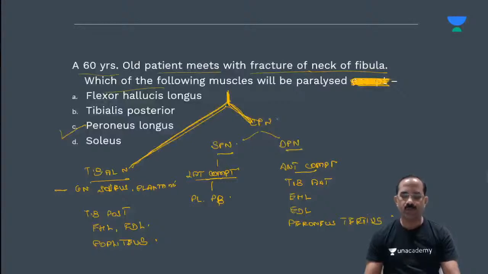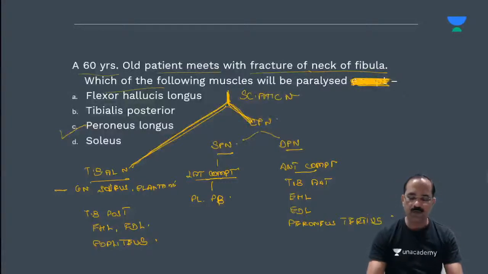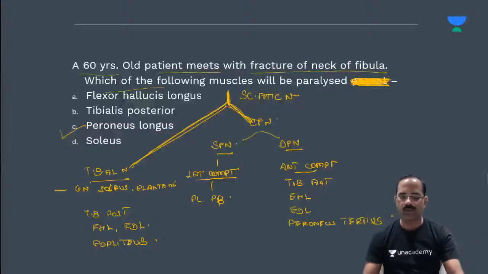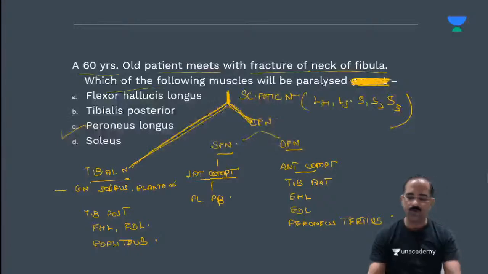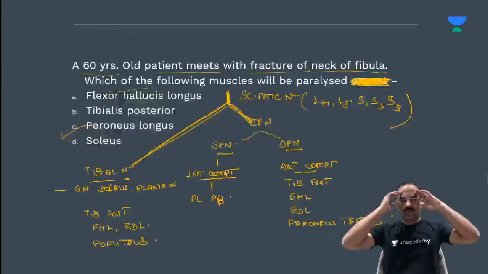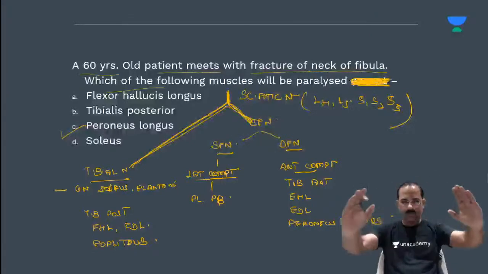The nerve which divides into a tibial and common peroneal nerve is the sciatic nerve. So this table should be in your mind all the time. The root value of sciatic nerve is L4, L5, S1, S2, S3. Just going once again, the sciatic nerve in the popliteal fossa divides into a tibial and common peroneal.